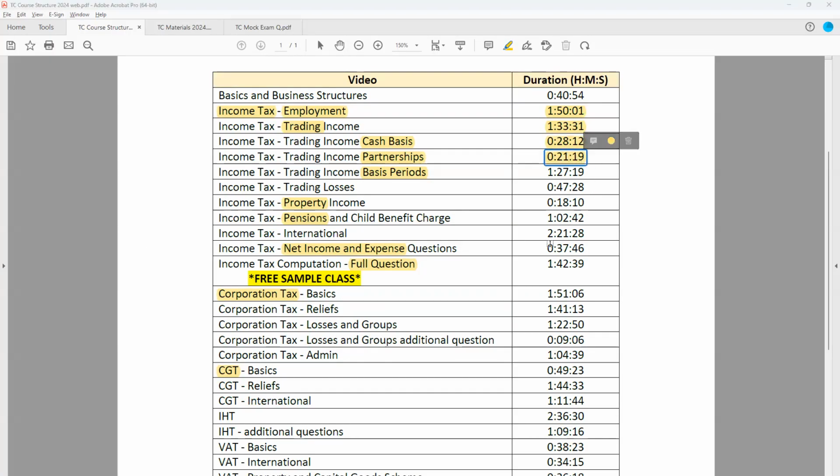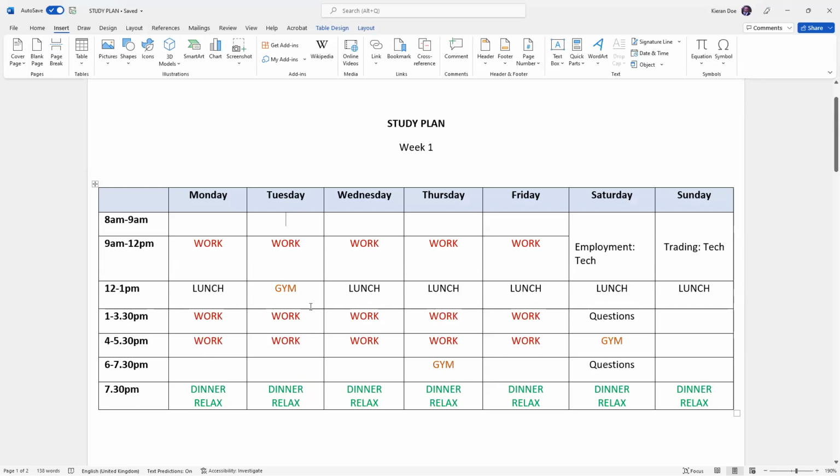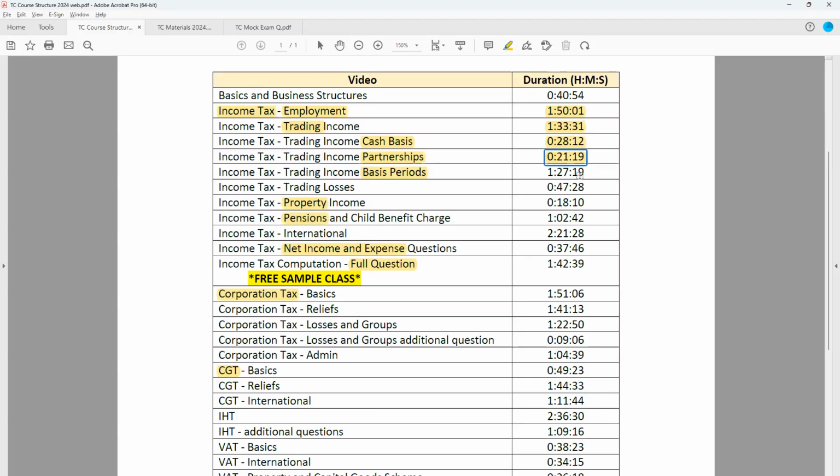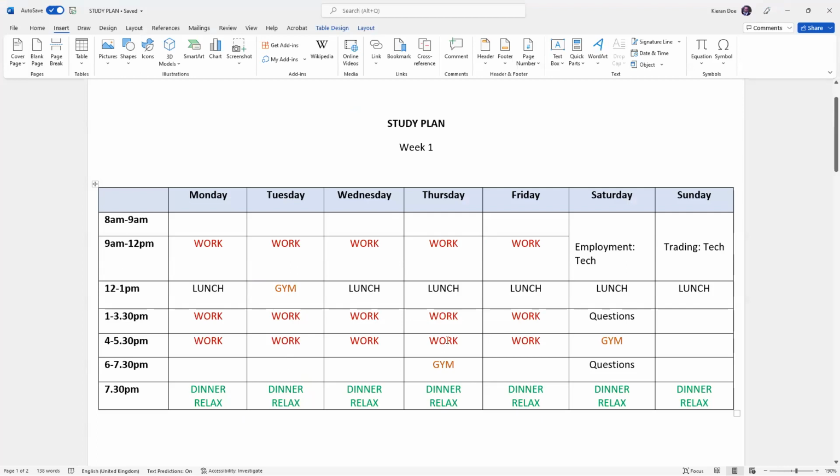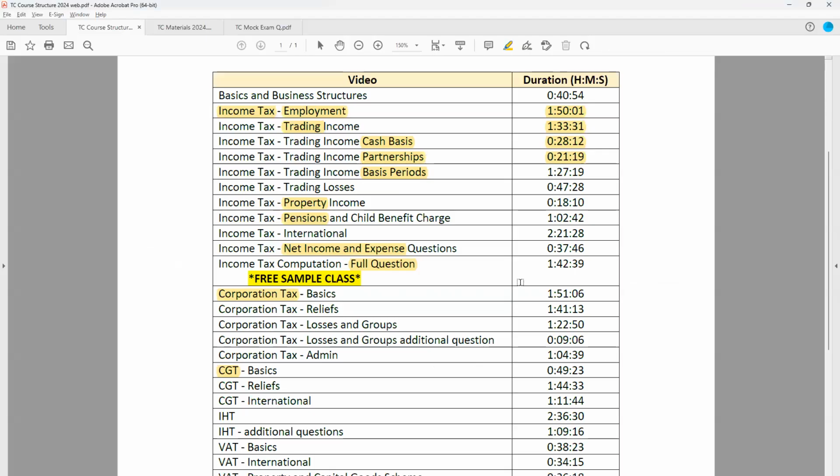Partnerships, obviously, really short as well. Do the same thing on the next day. Video in the morning, maybe don't have lunchtime, and then questions in the evening. So you can see how breaking it down like this into these individual topics enables you to make the most of small little study slots because you've broken it down into such small bits.